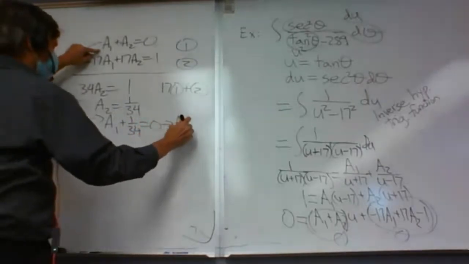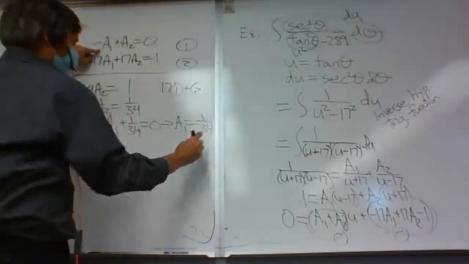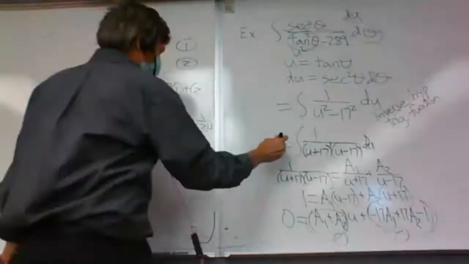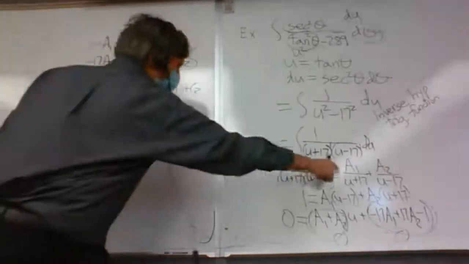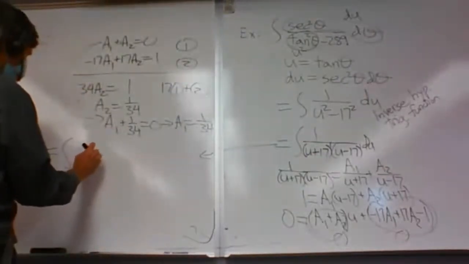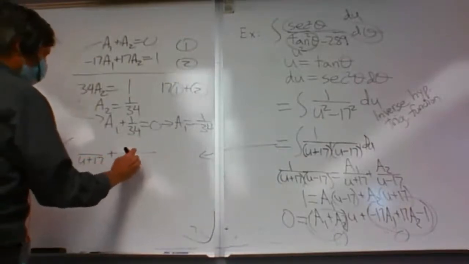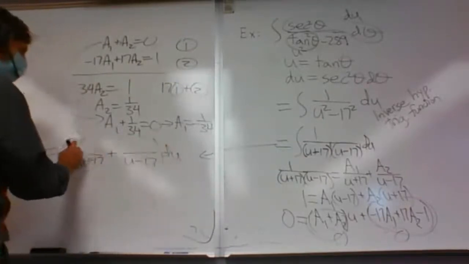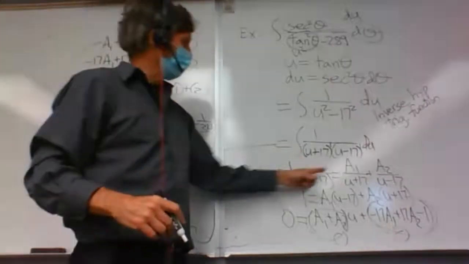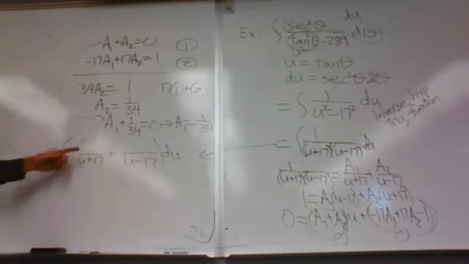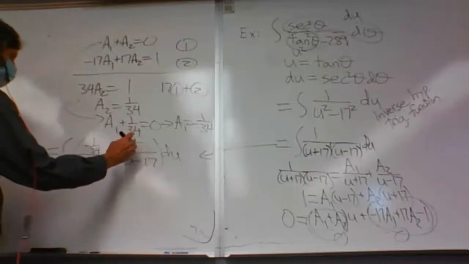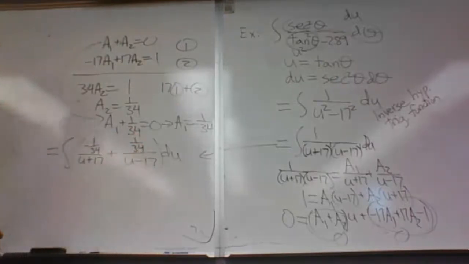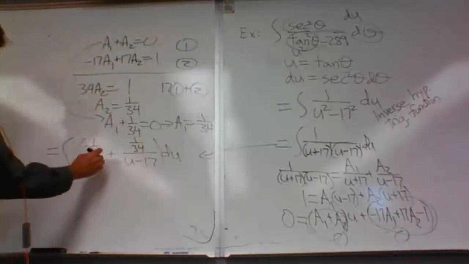There we go. Then put it into either equation. First one looks easier. And I'll get A1 plus 1/34 equals 0. So A1 must be minus 1/34. Finally, my integral is then the integral of A1 over u plus 17 plus A2 over u minus 17. All right, we took this and rewrote it like that, where A1 was minus 1/34 and A2 was plus 1/34.